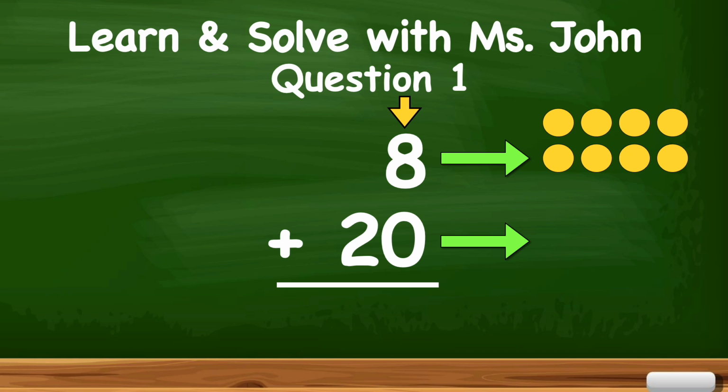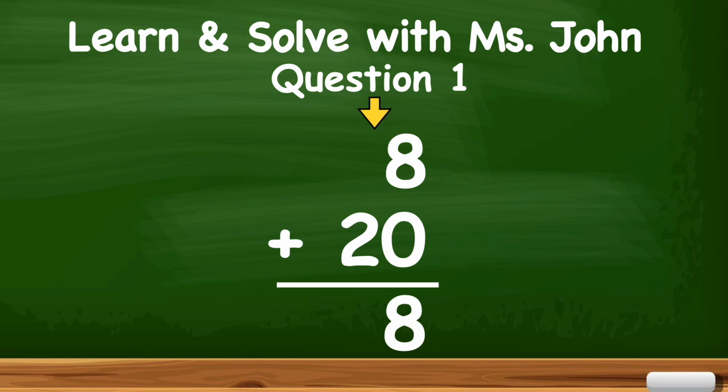So now let's add up all the dots that we have to represent 8 plus 0. 1, 2, 3, 4, 5, 6, 7, 8. So the answer of 8 plus 0 equals 8.